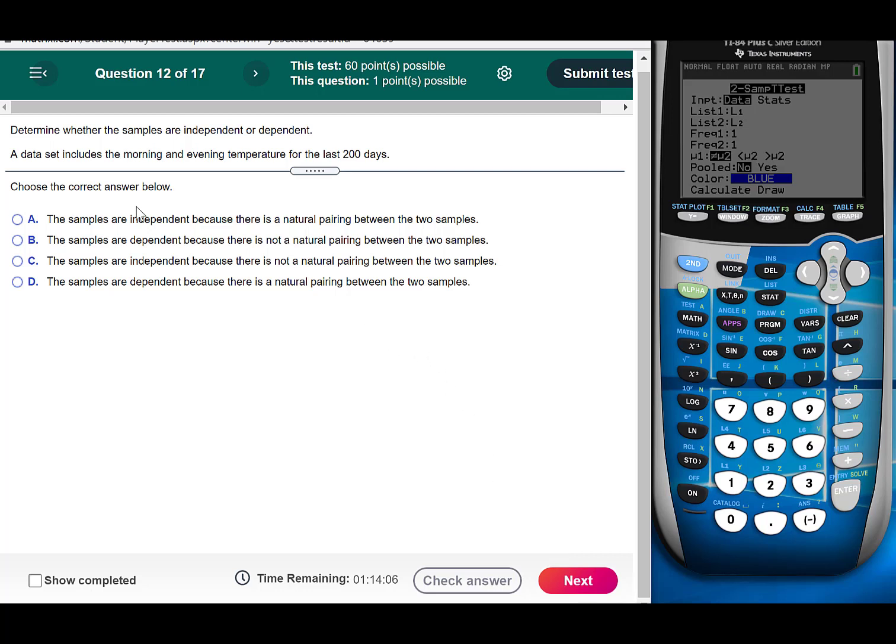Okay, determine whether the samples are independent or dependent. You can see, guys, because it is the same day in the morning and in the afternoon, before and after, the samples are dependent.